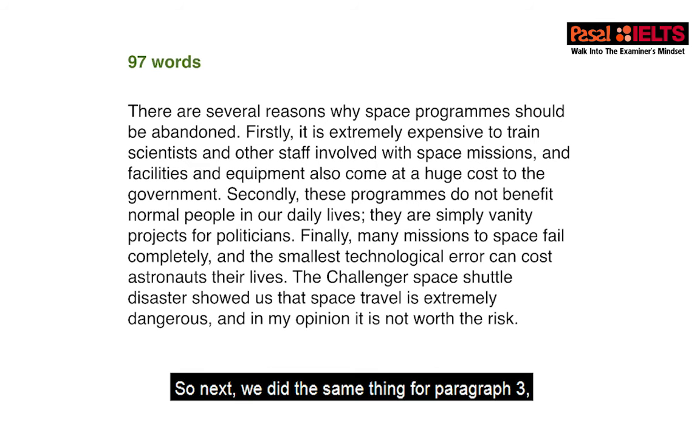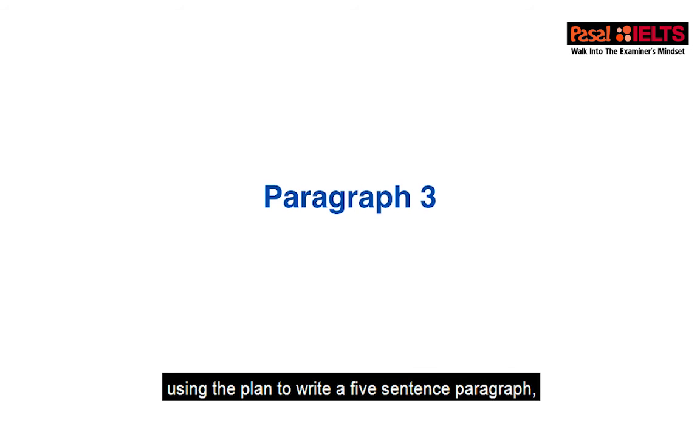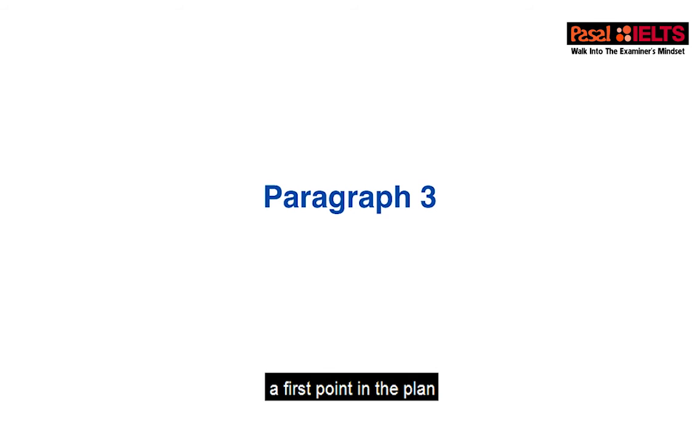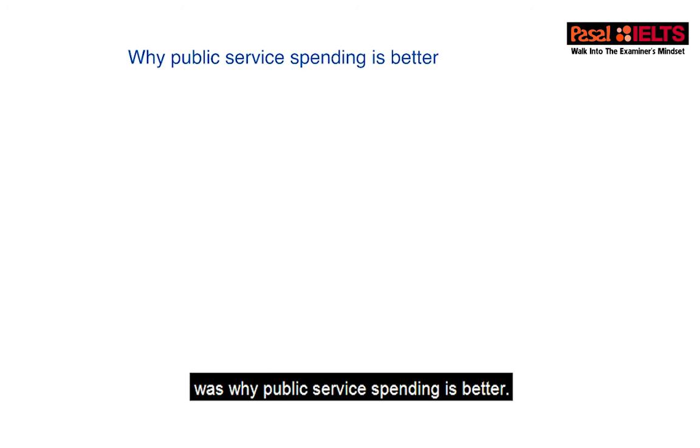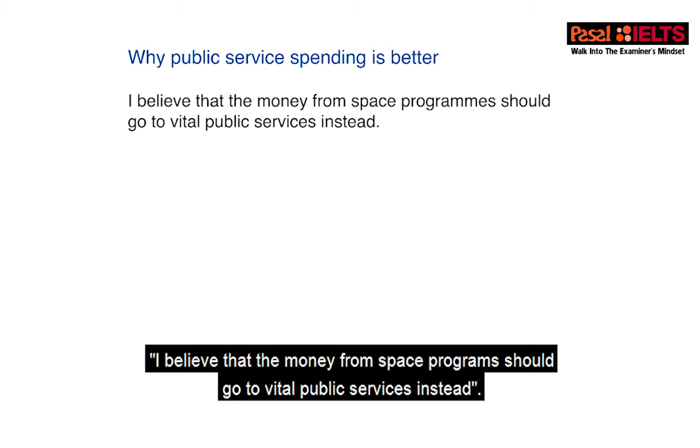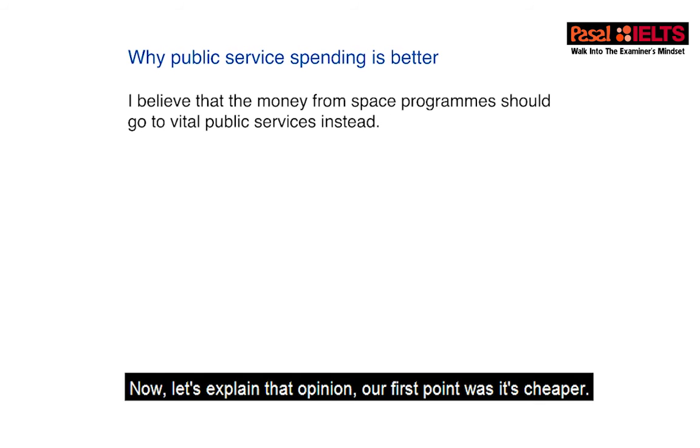So next we did the same thing for paragraph 3, using the plan to write a 5-sentence paragraph. Our first point in the plan was why public service spending is better. We needed a topic sentence just to say that it is, and then we'll explain why. The first sentence then is, I believe that the money from space programs should go to vital public services instead. Now let's explain that opinion.